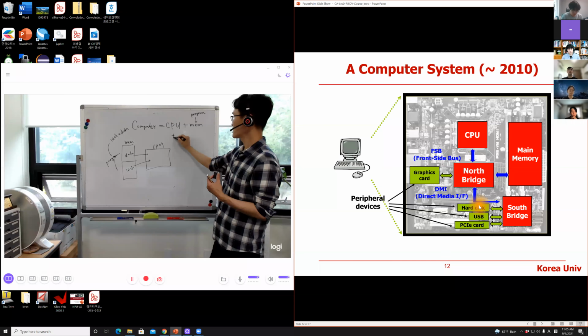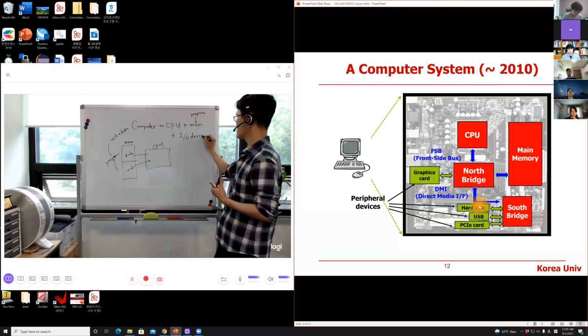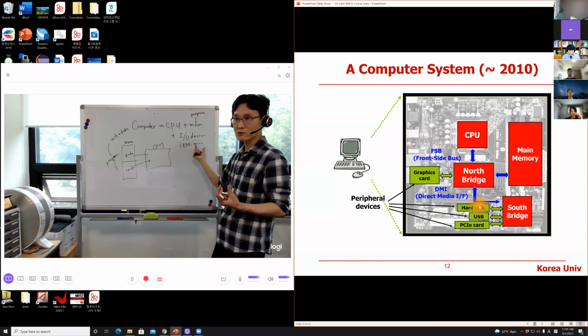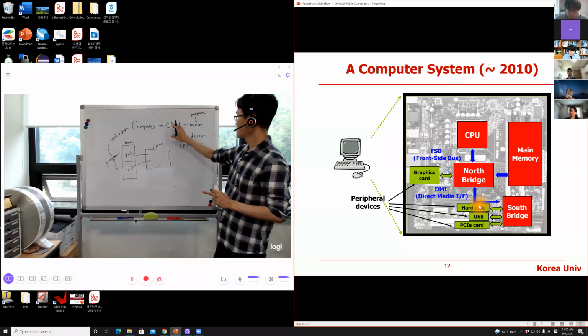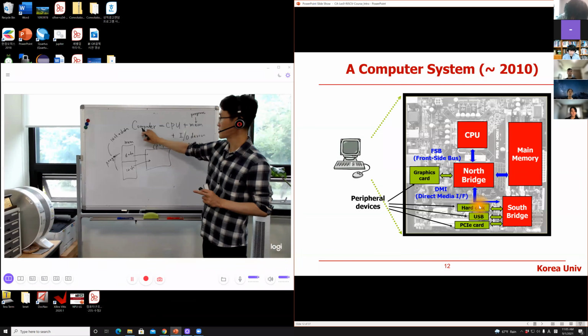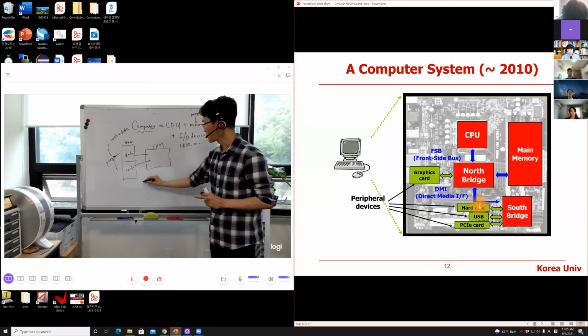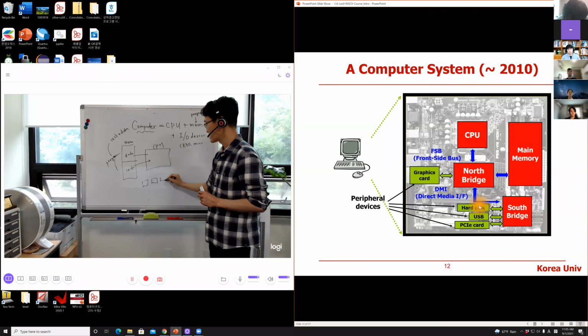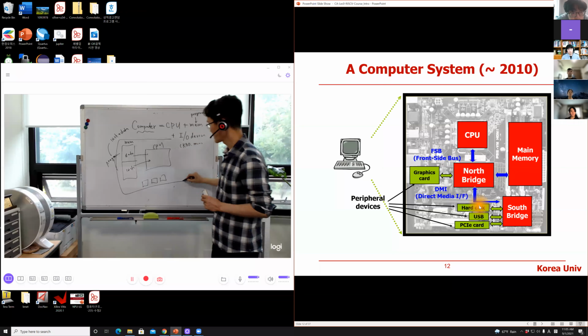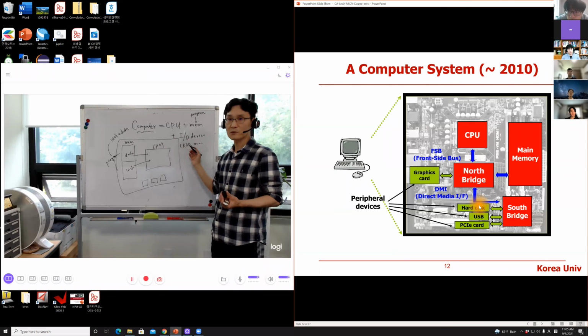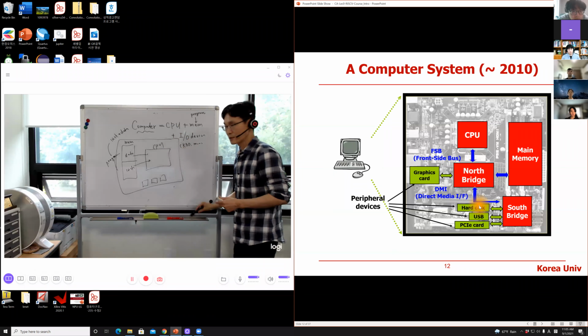And the last component is I/O devices, all different kinds of I/O devices, like keyboard, mouse, USB, Wi-Fi module, Bluetooth, monitor, everything. So those are I/O devices. Again, a computer is composed of CPU, memory, and many kinds of I/O devices. That is a computer. That is also a smartphone. A smartphone is also a computer.